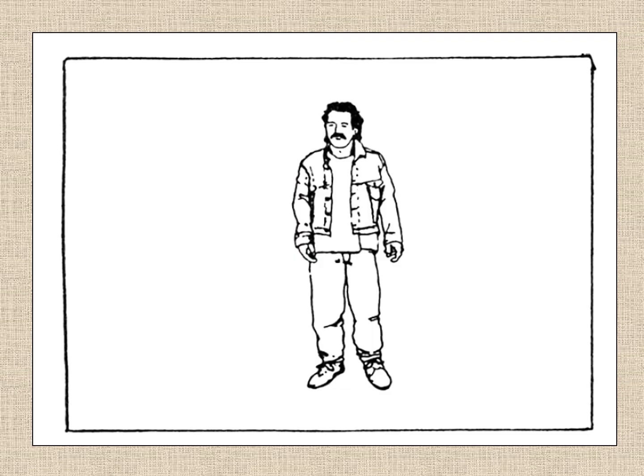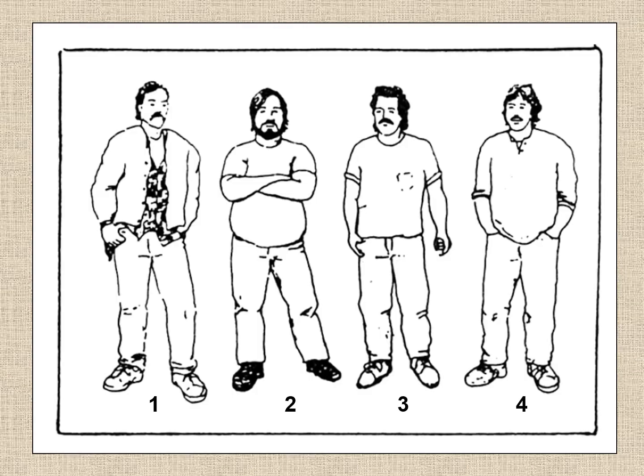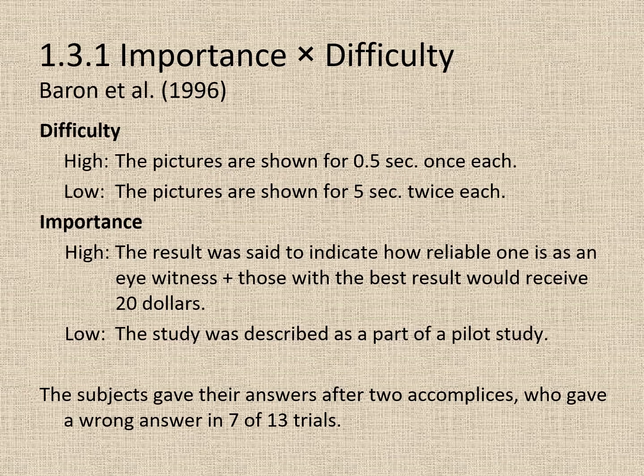So we have two levels of difficulty here. In the high difficulty condition, the first one, the pictures are only shown for half a second each and only once. In the easy condition, the pictures are shown for 5 seconds and twice each. So that's one manipulation. The other manipulation here is of importance. For low importance, for some subjects, the study is described as a part of a pilot study. We just have a try at this. So they take down the expectation. This is not really so important.